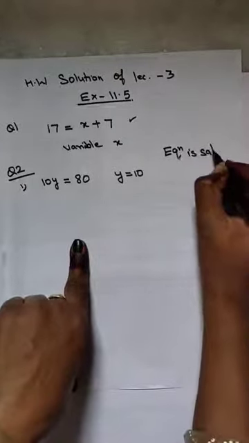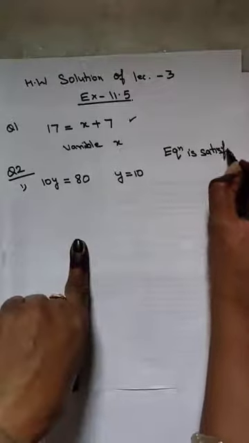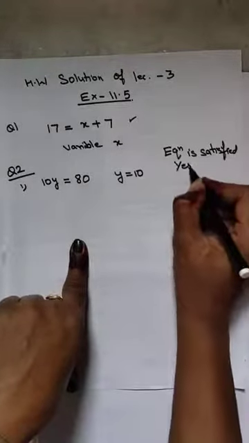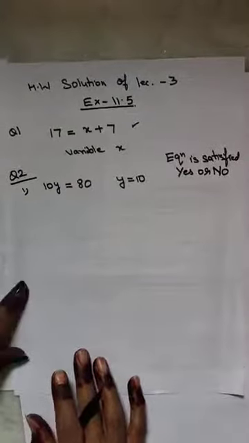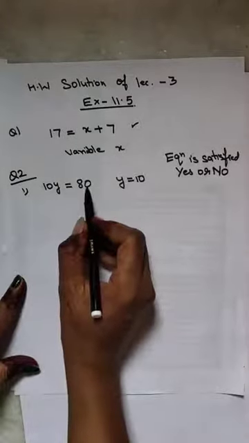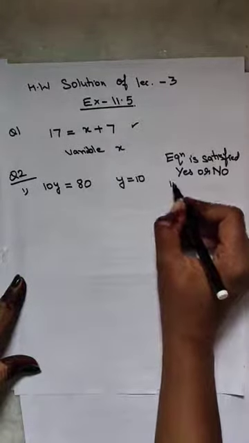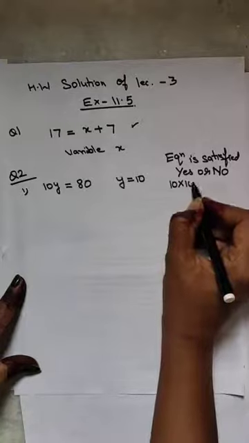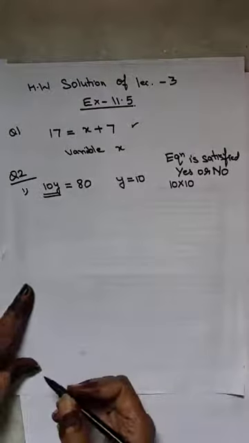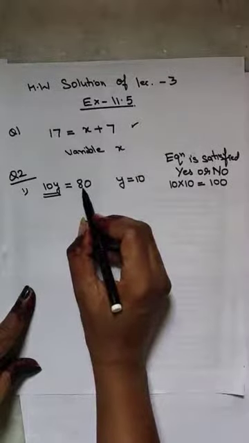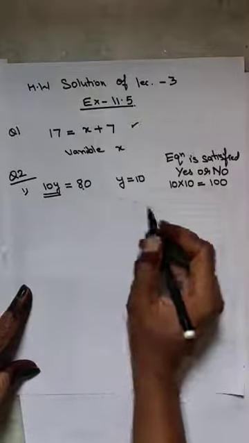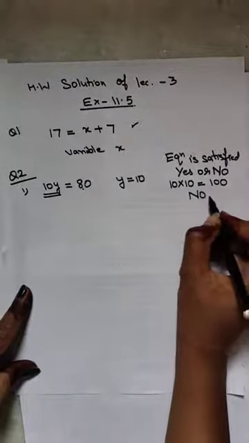Equation is satisfied, yes or no. You have to tell this, whether for this value y equal to 10 the equation is satisfied or not. Now see, if 10y equal to 80 and y equal to 10, that means we write down here 10 multiplied by 10 for 10y. So it will become 100. So is 100 equal to 80? Is left hand side equal to right hand side? No. So this equation is not satisfied.